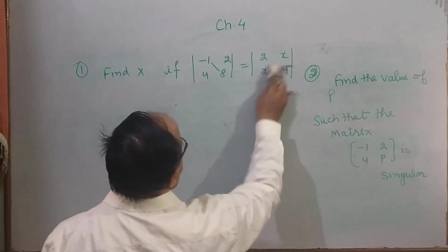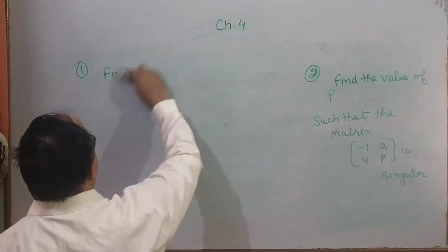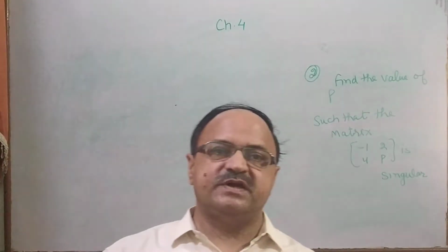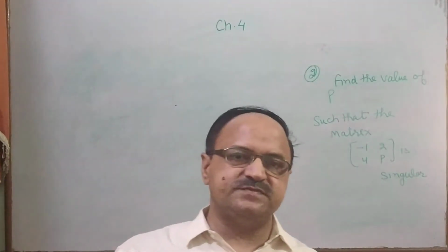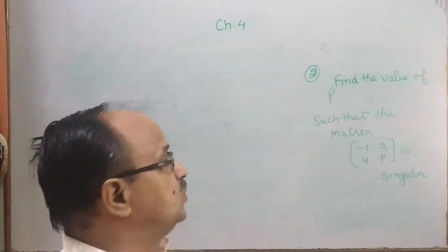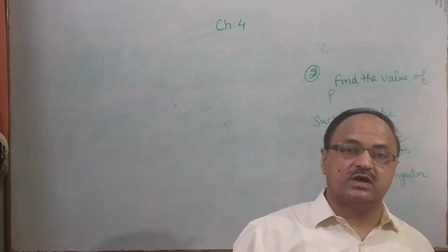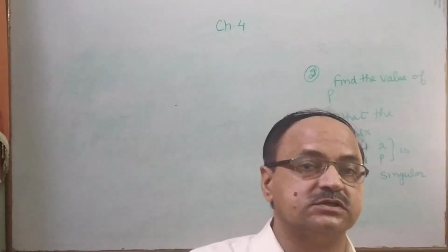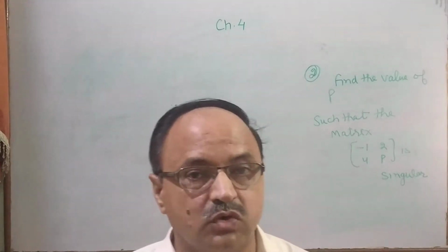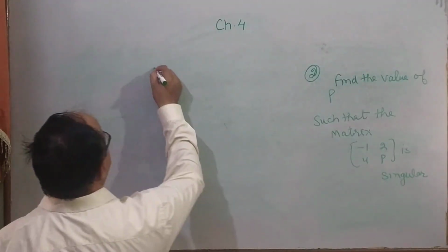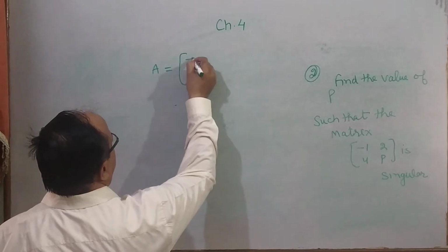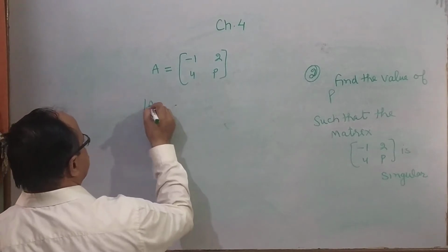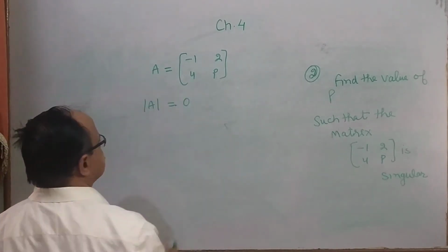Can you tell me what is singular matrix? Who can define singular matrix? Singular matrix means in which the determinant of the matrix is 0. Singular matrix, the matrix in which the determinant of the matrix is 0, then it is called singular matrix. Therefore, here matrix is given [-1, 2; 4, p], and the determinant of this matrix should be 0 because it is singular matrix given.